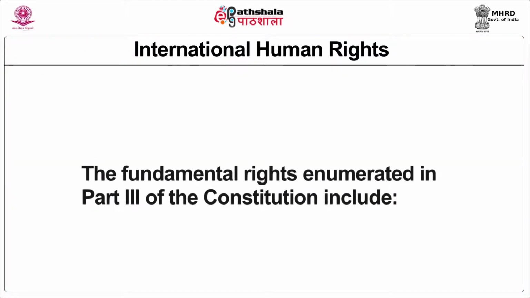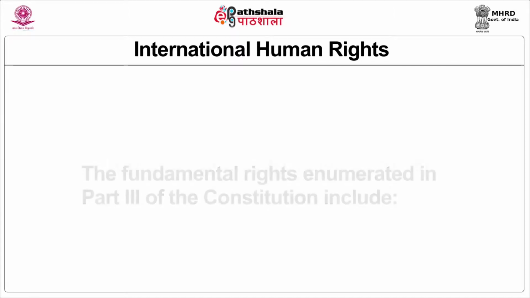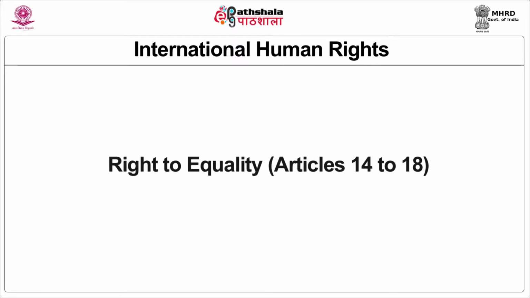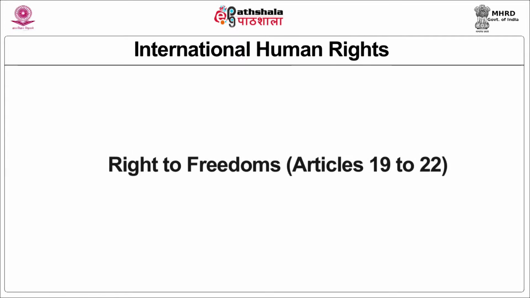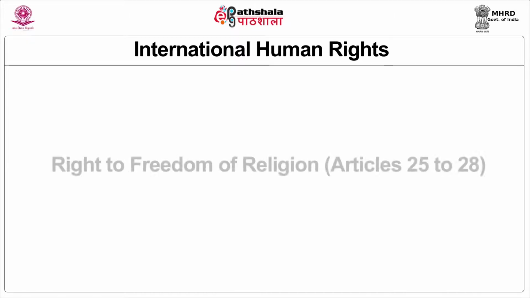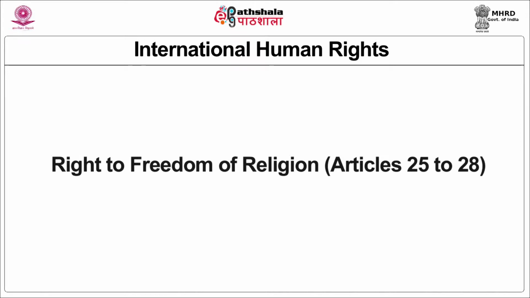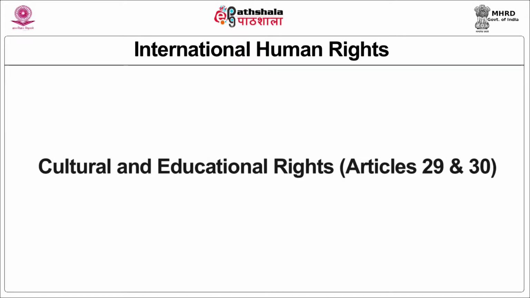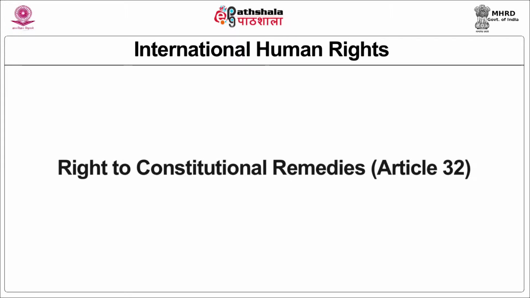The fundamental rights in Part 3 of the Constitution have been guaranteed under 7 broad categories, which are: number 1, right to equality, Articles 14 to 18; right to freedom, Articles 19 to 22; right to education, Article 21A; right against exploitation, Articles 23 and 24; right to freedom of religion, Articles 25 to 28; cultural and educational rights, Articles 29 and 30; right to constitutional remedies, Article 32.